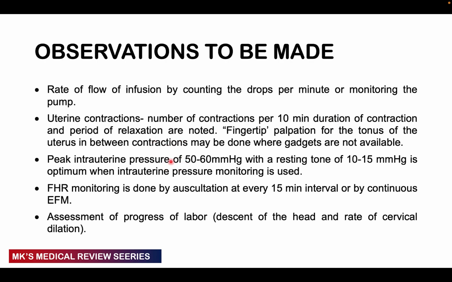Then the peak intrauterine pressure should be about 50 to 60 millimeters of mercury when the uterus is contracting, with a resting tone of 10 to 15 millimeters of mercury when the uterus is not contracting. So this is what we consider as optimal. You should also have fetal heart monitoring, with continuous electronic fetal monitoring, or you can auscultate the fetal heart every 15 minutes. Remember, you should also assess the progress of labor. You should check for the descent of the head. You should also check the rate of cervical dilatation.